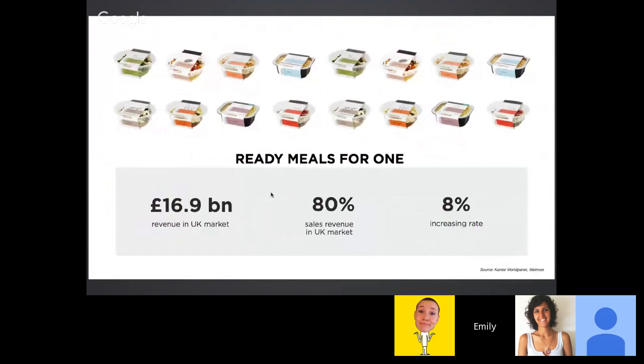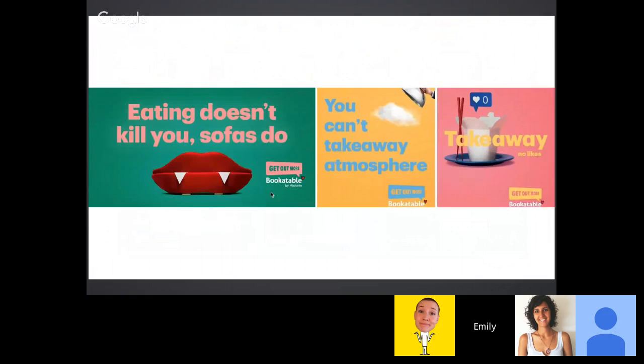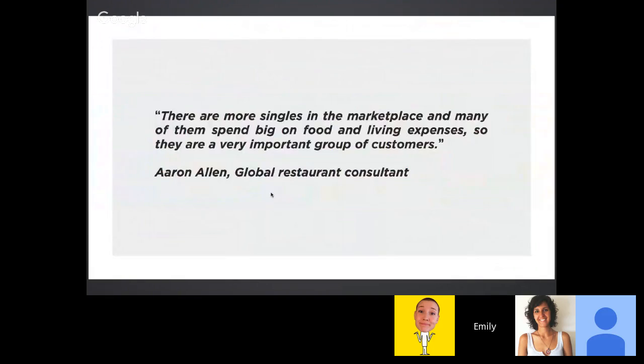Single portion ready meals also play a big role, contributing to 16.9 billion revenue in the UK market. And at Waitrose, meal for one is 80% of sales for the entire ready meals range. Recently, an ad campaign by the online restaurant booking service, Book a Table, encourages Londoners to step out of their house and explore the cities with different kinds of food. The global restaurant consultant, Aaron Allen, has also brought attention to the importance of the solo dining demographic.